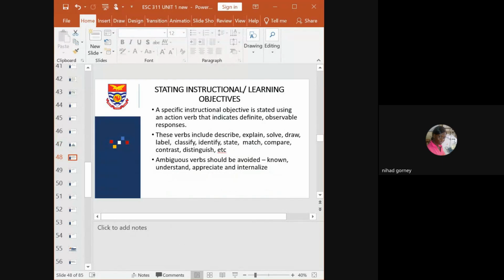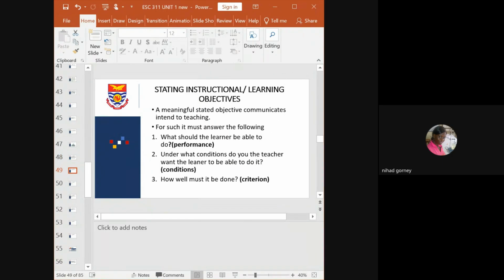Now, when we are stating an instructional objective, a specific instructional objective is stated using an action verb. I've talked about that. It will indicate a definite observable response. So we use words like state, describe, explain, solve, draw, label, classify. We avoid ambiguous words like to know. The student will be able to understand. The student should be able to appreciate or internalize. How do we measure this? So we don't use such ambiguous verbs.